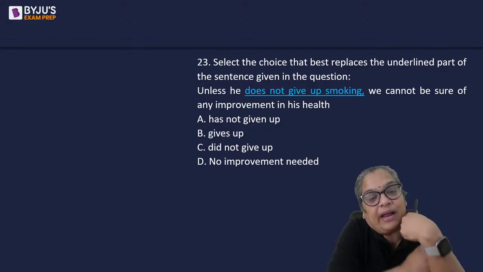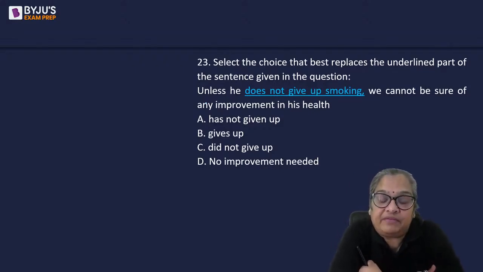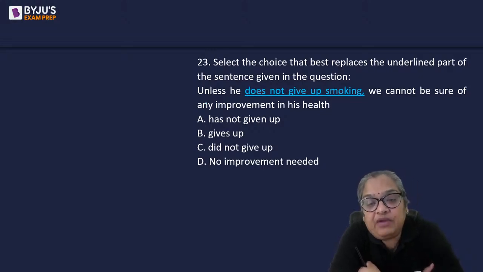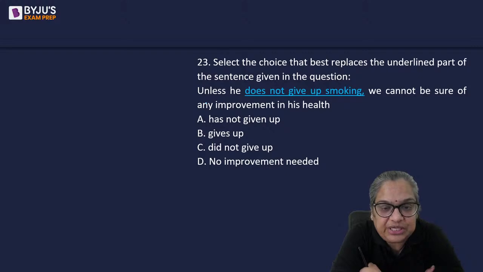Again, we go back to grammar. Select the choice that best replaces the underlined part of the sentence. Unless he doesn't give up smoking, we can't be sure of any improvement in his health. What should be substituted in the sentence? Is the sentence correct as it is? Then mark D. If you think it can be improved upon, then which one would substitute it? A, B, or C?